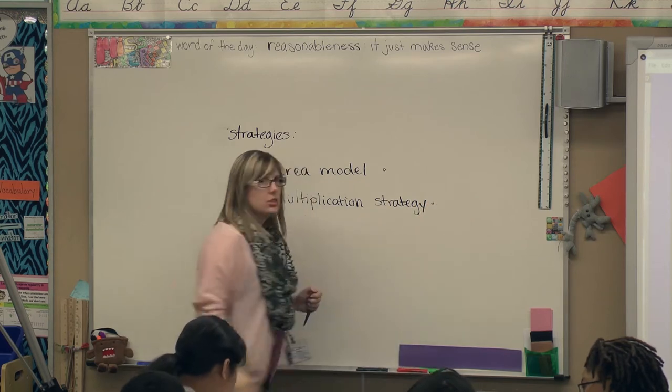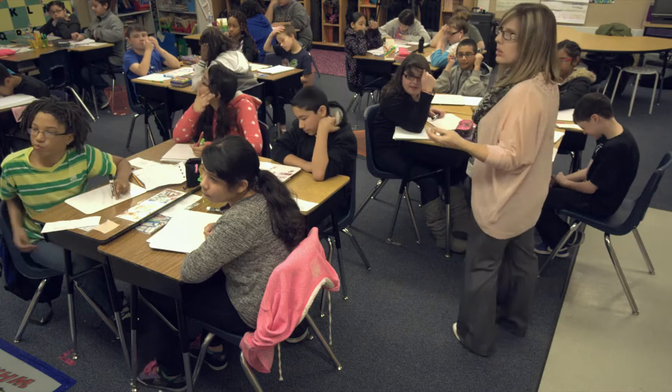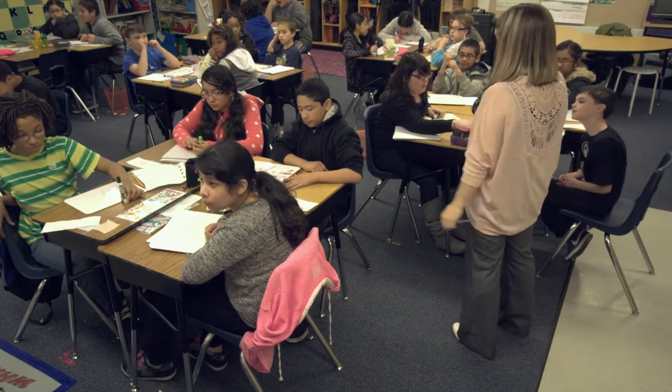What do these two strategies do? What's the purpose of doing these strategies? What are we trying to get here? What does the area model give us? What does the multiplication strategy give us? Think about that.